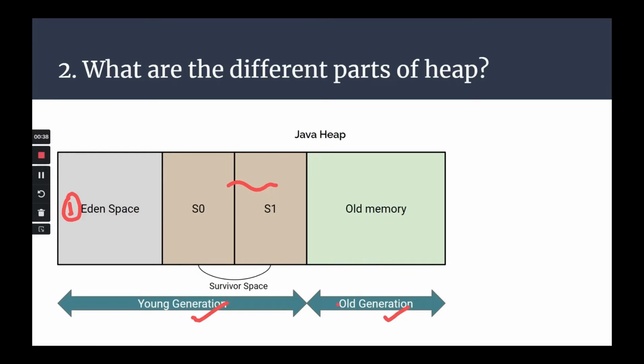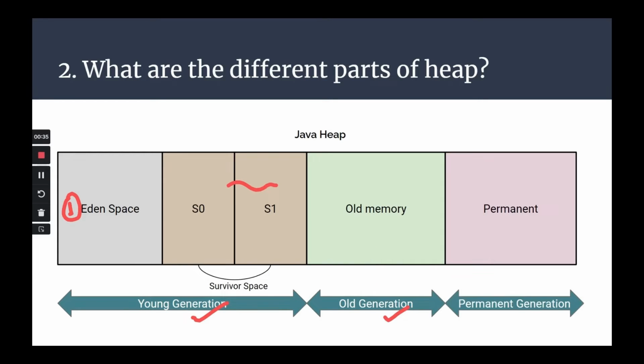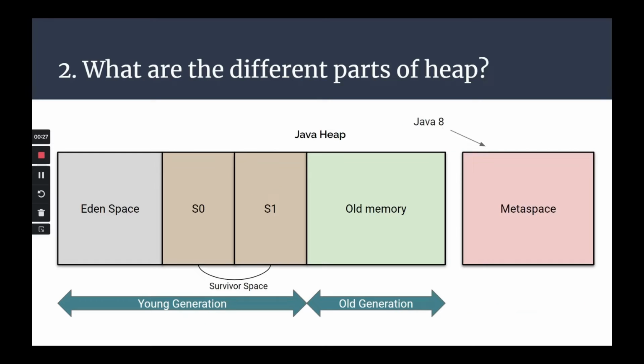There's young generation, there's old generation, these are the survivor spaces, and finally comes the perm gen or the permanent generation. This was the scenario before Java 8. After Java 8, the perm gen section of the memory got replaced with meta space.